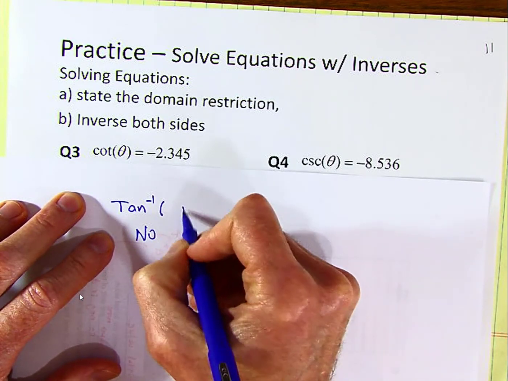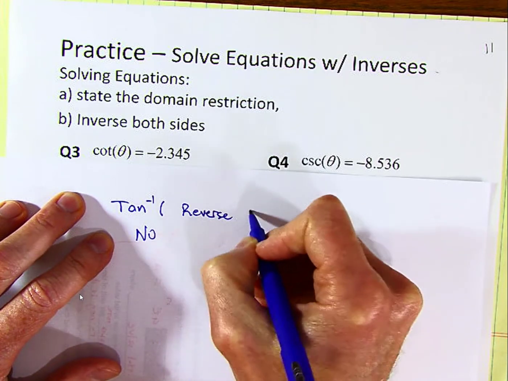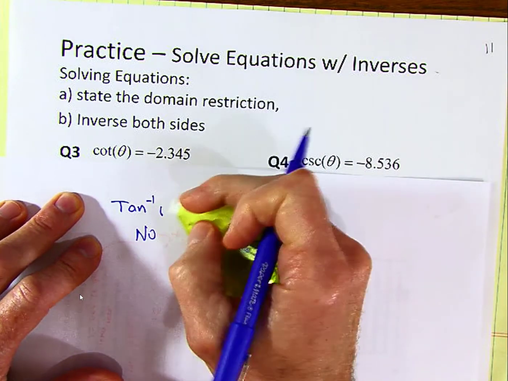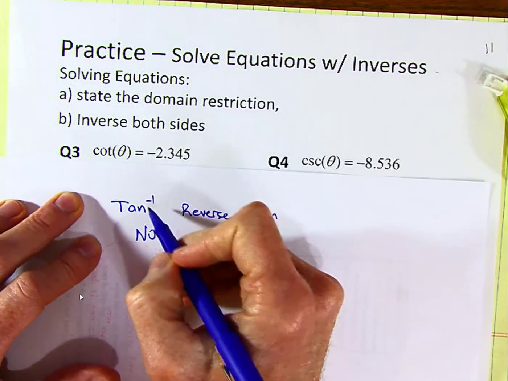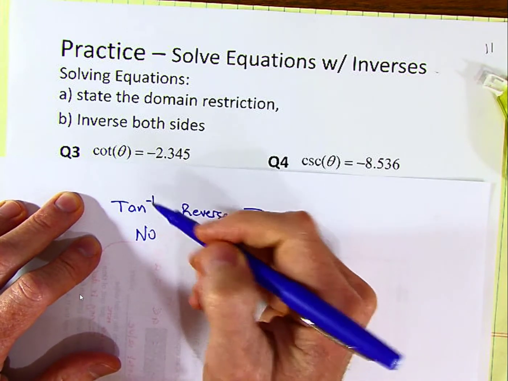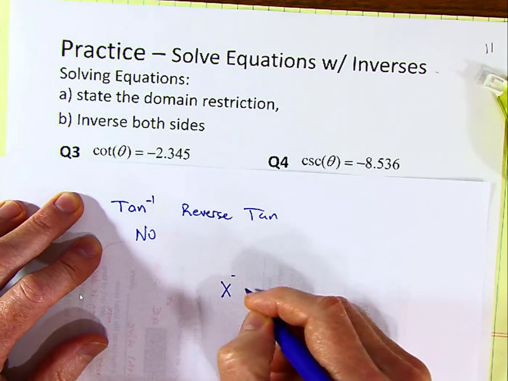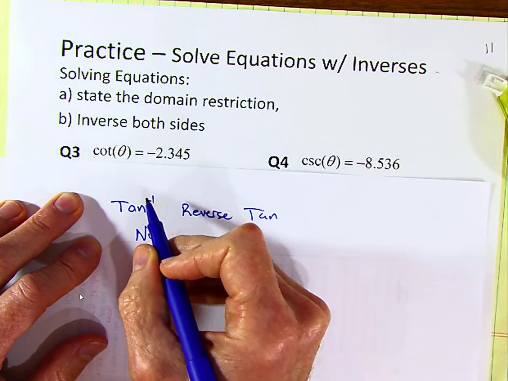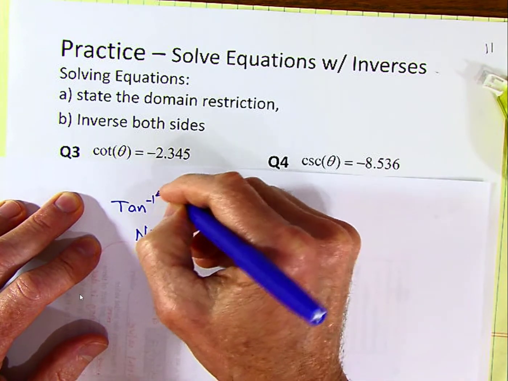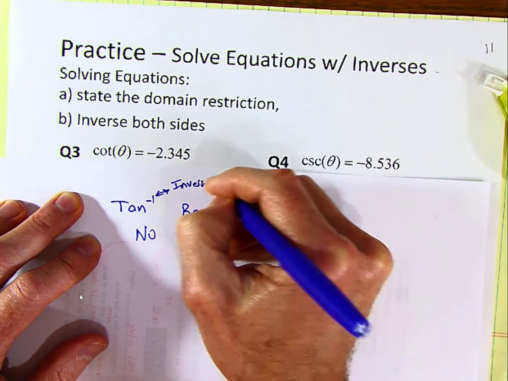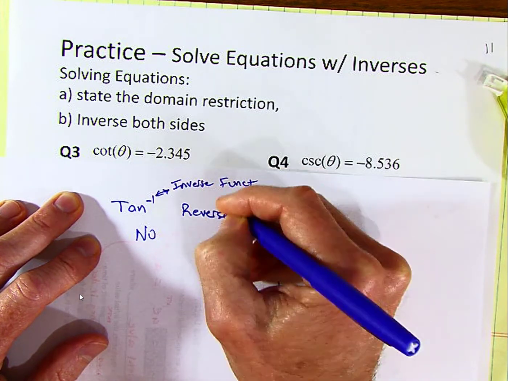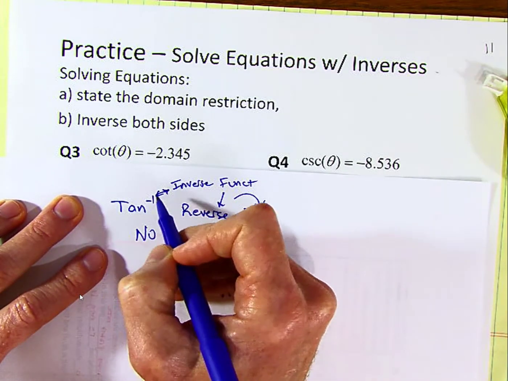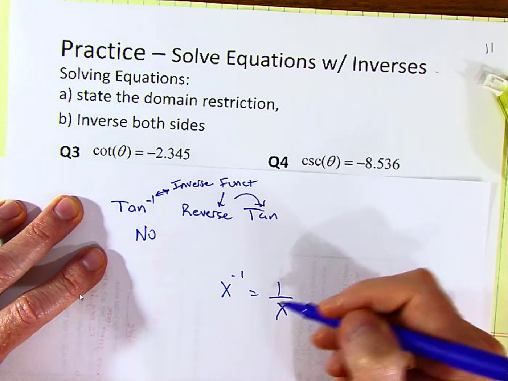Tan inverse reverses tan. Some people will see this -1 in their brain, they get switched over and they think exponents. As an exponent, yes, with the exponent and a variable, it is a reciprocal. But this is not an exponent. This is an inverse function. And inverse functions reverse the original function. So this has nothing to do with an exponent. It has nothing to do with the reciprocal.